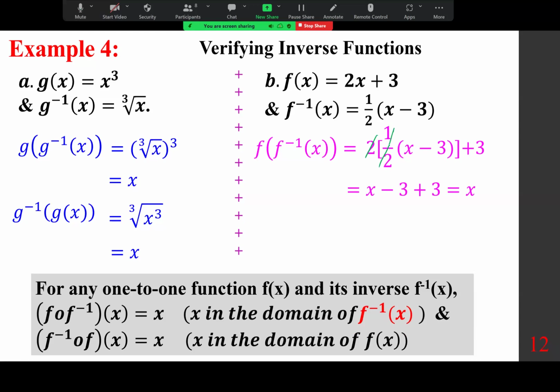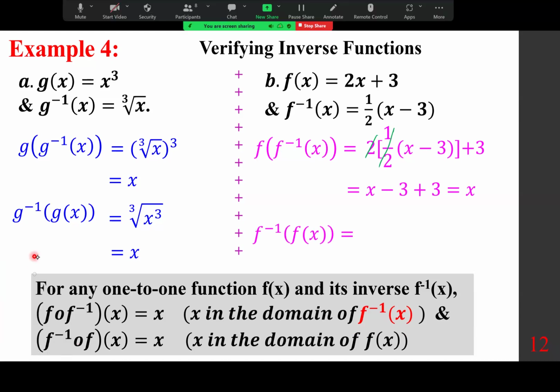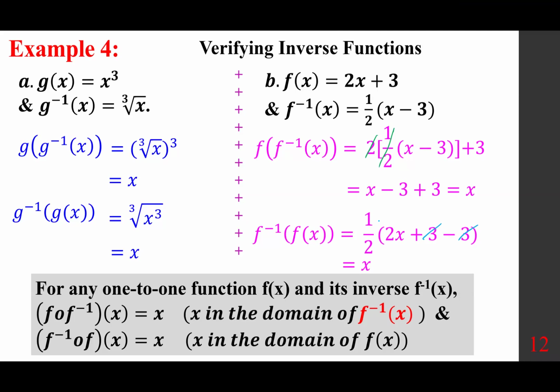So that's done. However, let's look at the second one. Let's look at f inverse of f of x, which means in this function, we're going to replace the x with 2x plus 3. So half of x is replaced with 2x plus 3. And we notice these two cancel each other. Half times 2x gives you x, and we are done. Pretty straightforward, everybody.